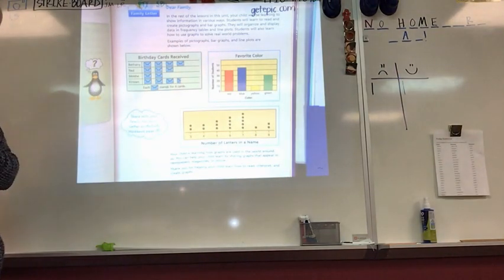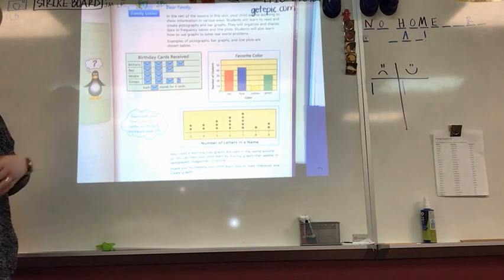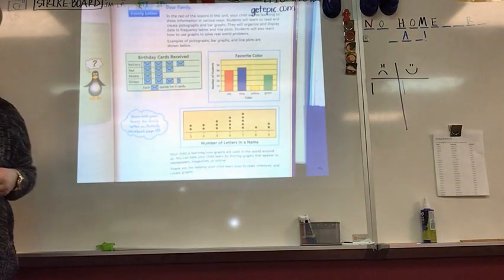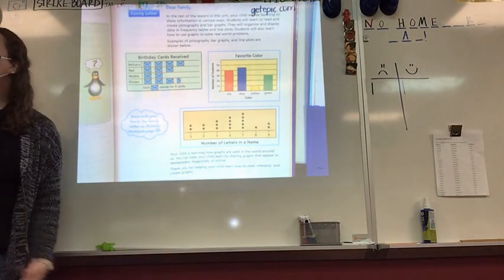You are learning how graphs are used in the world around us. You can help your child learn by sharing graphs that appear in newspapers, magazines, or online. Thank you for helping your child to learn how to read, interpret, or understand, and create graphs. So that's what we're practicing today.